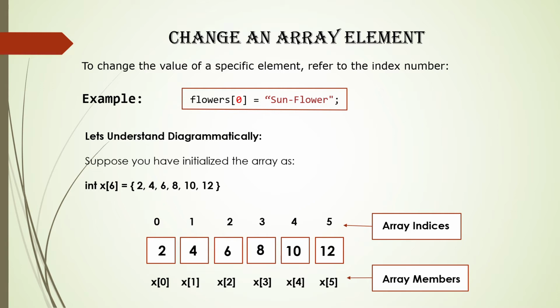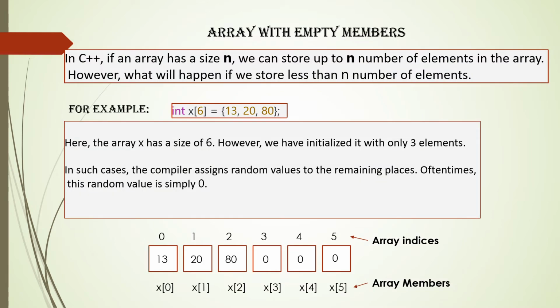Now what will happen if the array has some empty values in it? Suppose the size of the array is n, that means we can store up to n elements. Now think what will happen if we store fewer than n elements. See, for example, here I have declared an array named x with size 6. That is, it can store 6 elements, and I stored only 3 elements, that is 13, 20, 80.